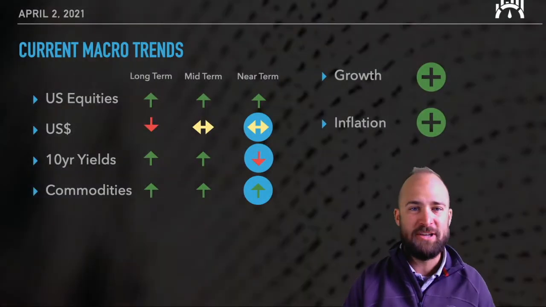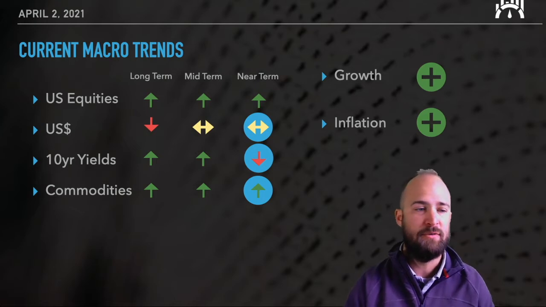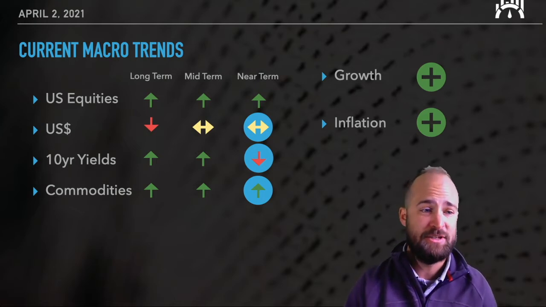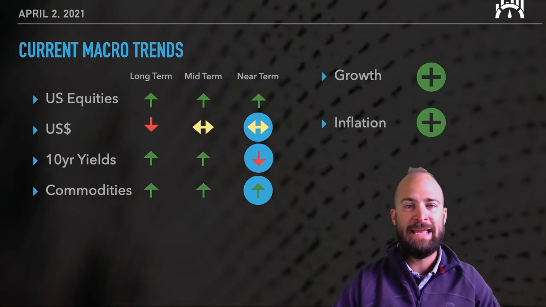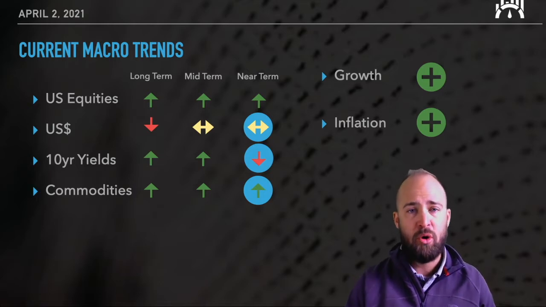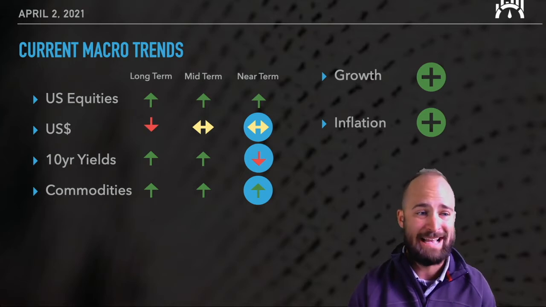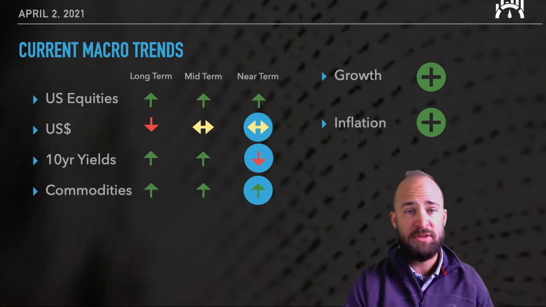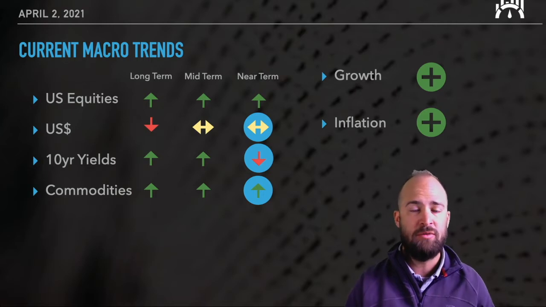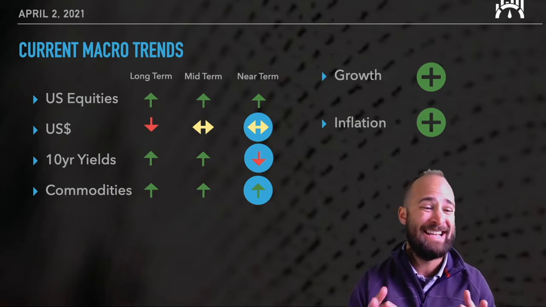As per usual, we'll be starting the day by taking a closer look at the intermarket picture, right? We're going to be talking about the U.S. equities, U.S. dollar, 10-year yield, and commodities. Now, importantly, we want to be keeping track of the long-term, midterm, and near-term trends in these asset classes. So, starting with U.S. equities, we see that we're in an uptrend across all time frames, which is fantastic.